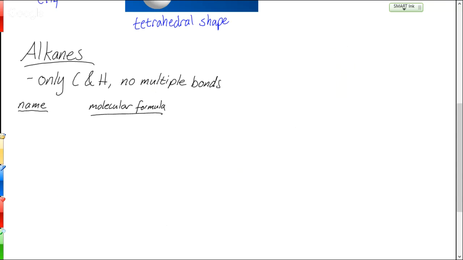Molecular formula. And then we're going to look at drawing their structures in 3 different ways. The first way we call the Lewis structure, which is the way that we've been drawing all this stuff. Then we're also going to look at something called a condensed structure. And then we're finally going to look at the line structure.